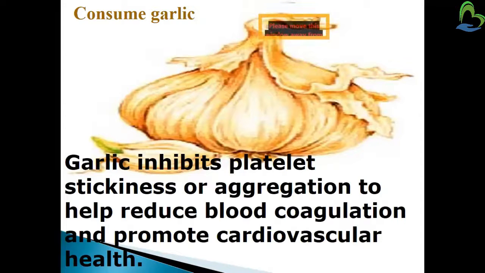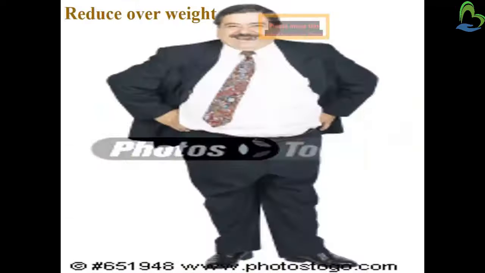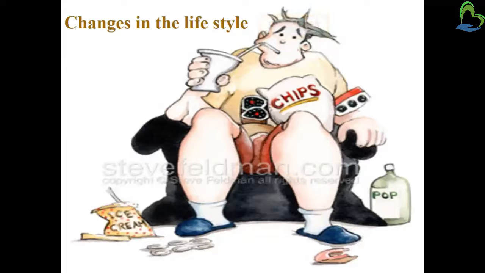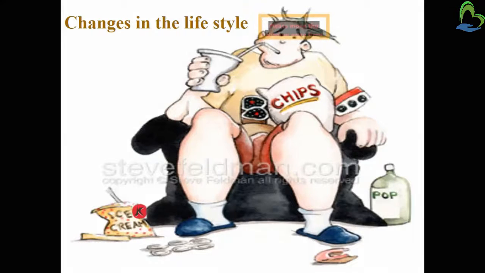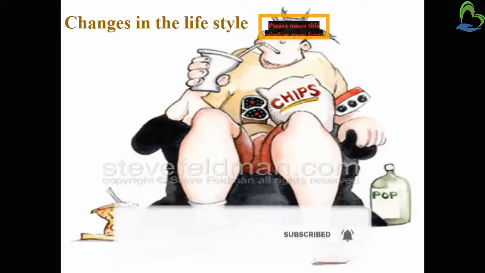These are some of the food products that can inhibit hypertensive conditions. Garlic inhibits platelet stickiness or aggregation, helping to reduce blood coagulation, and it promotes cardiovascular health, and we are all aware of certain natural therapies. Avoid smoking, reduce overweight, avoid alcoholism. Lifestyle has to be changed, especially as we are consuming lots of junk foods, which has to be avoided, and frequent exercise has to be enhanced.